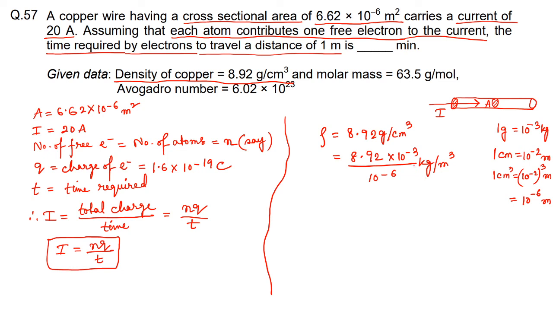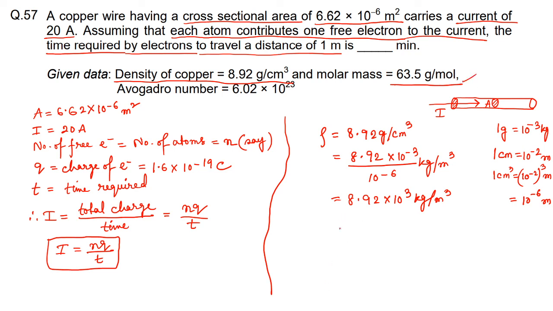Putting these values, we get 8.92 into 10 to the power plus 3 kg per meter cube. That is, we have converted gram per centimeter cube to kg per meter cube. Why? Because you can see here all the units given are in SI, that is in meter and kg. But only the density of copper is in CGS unit, and also our molar mass is gram per mole, so that is also in CGS unit. So we need to convert it also.